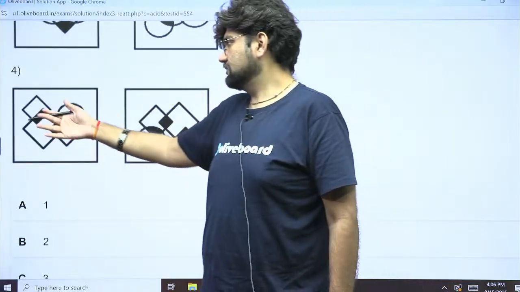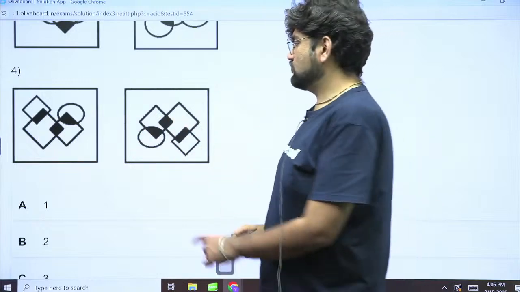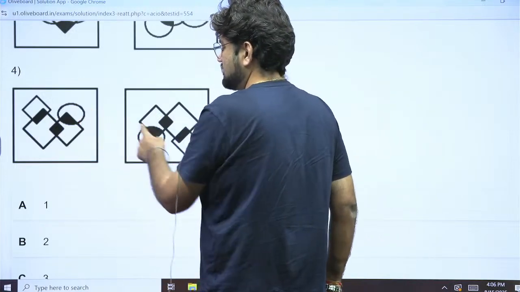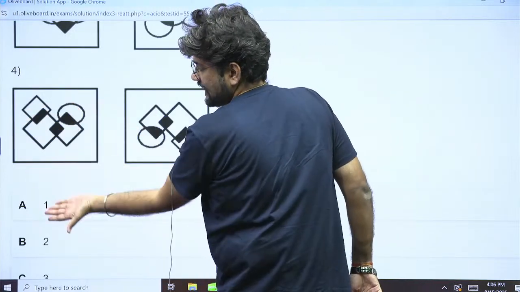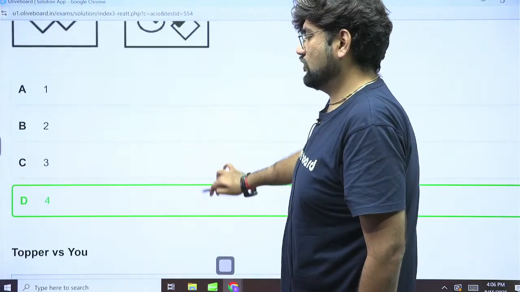But here, merely flipping it by 180 degrees is not going to give you this. Why? Because you can see this circle is lying here and it is coming here. So this is flipping 180 and then taking its mirror image. So option 4 is the odd one out here. Rest everything was following suit.